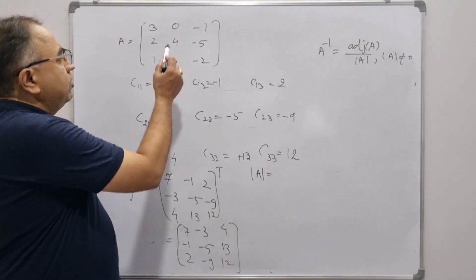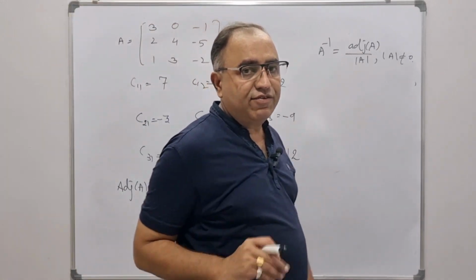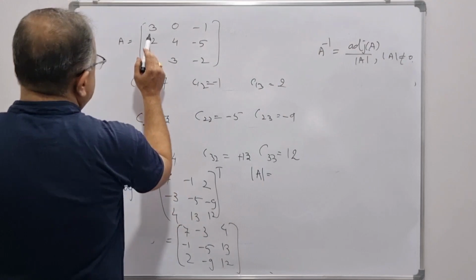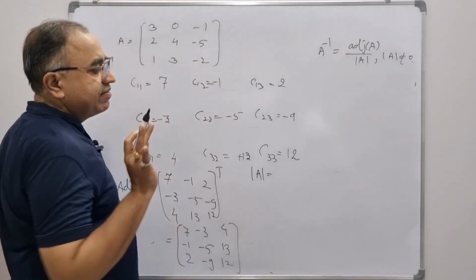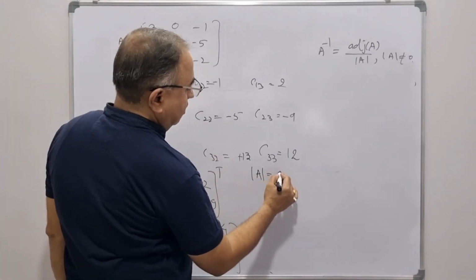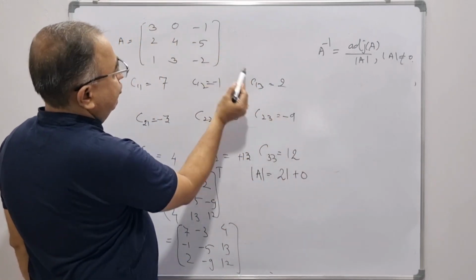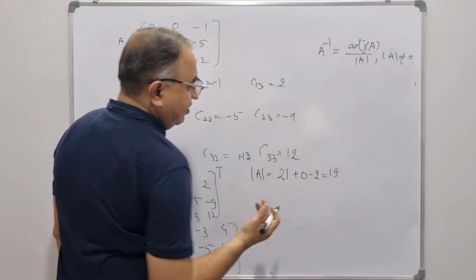So here, as the first row includes 0, we will expand it along the first row. You will simply multiply the first row entries with the corresponding cofactors and add them. So A11 multiplied by C11 plus A12 multiplied by C12 plus A13 multiplied by C13 gives us the determinant of A. So it's 3 times 7, which is 21, plus 0, and then plus minus 1 into 2, which is minus 2. So it's 19. You can cross check the answer.